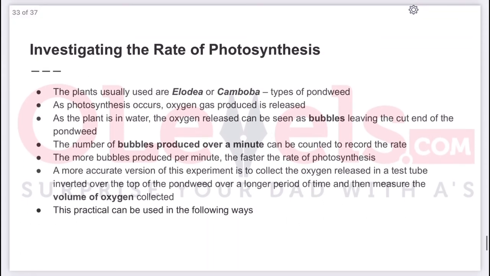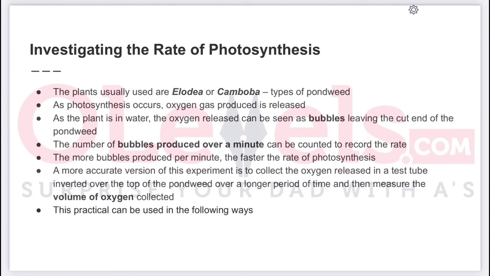Investigating the rate of photosynthesis. The plants usually used are Elodea or Cabomba, types of pondweed. As photosynthesis occurs, the oxygen gas produced is released.